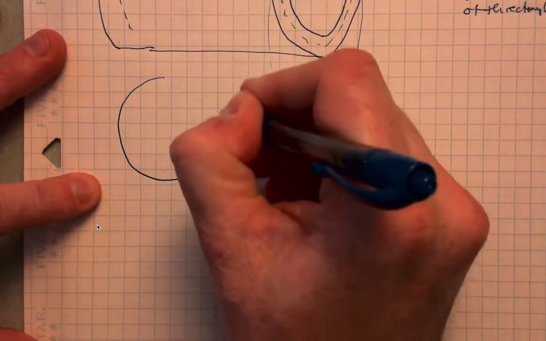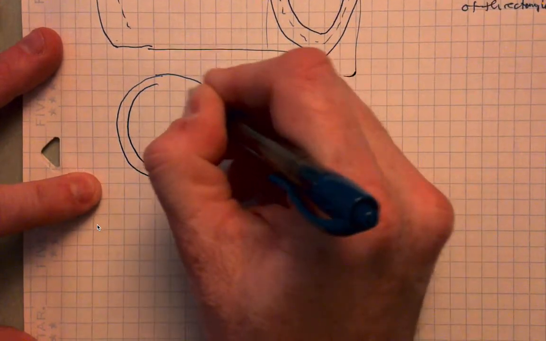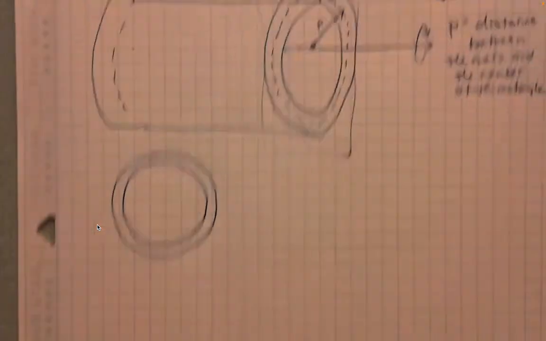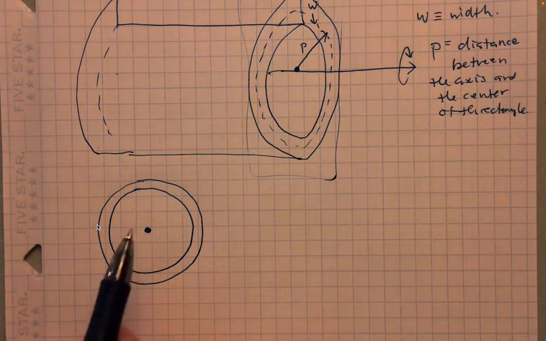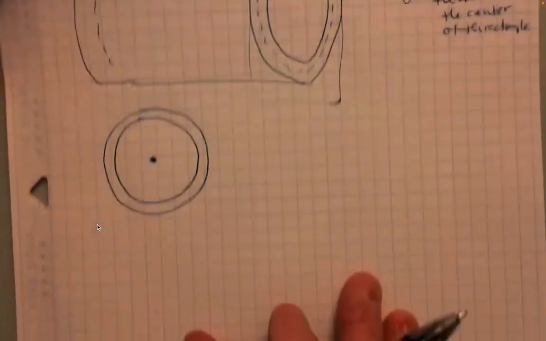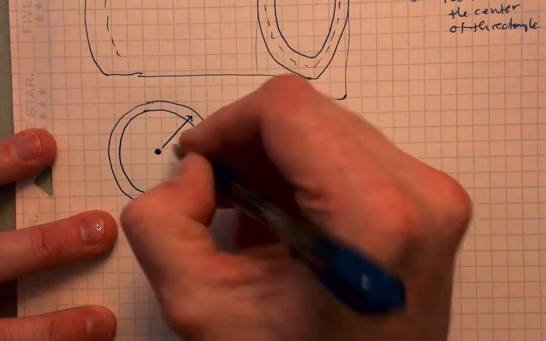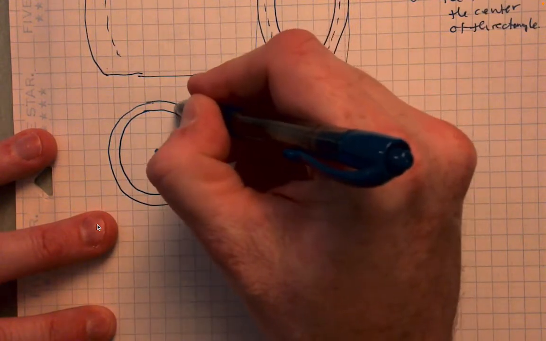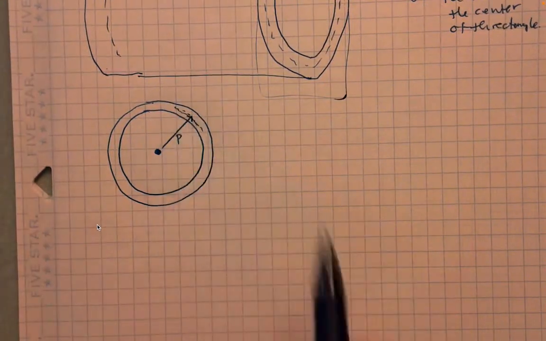Here you go. This is the cross-sectional view of the shell. Take the face here. The axis of rotation is going to come directly out of the center of this thing. We just said that this is going to be p, the distance from the center of the shell out to the center of the rectangle.